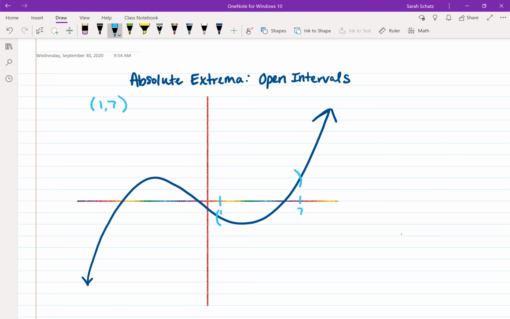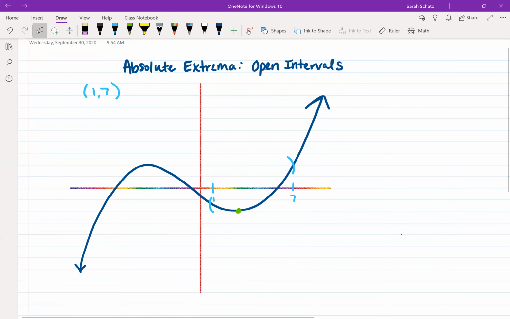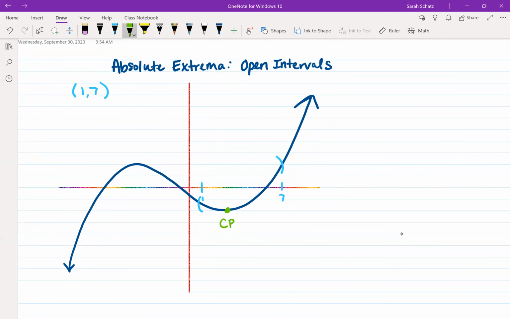Now, when I want to know about absolutes on an open interval, I'm not always going to have both a min and a max. You might look at this and say, well, I can see a lowest point and a highest point, right? Now the lowest point on this graph is actually not at an endpoint, it's at a critical point, which is fine. It means we do have a lowest point on this interval. So I know that this critical point would end up being the absolute minimum on this interval. But let's try to find an absolute max.